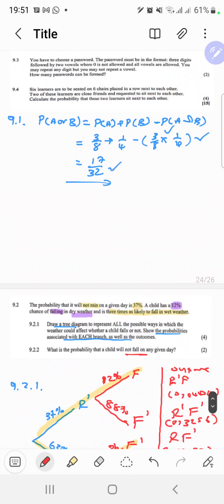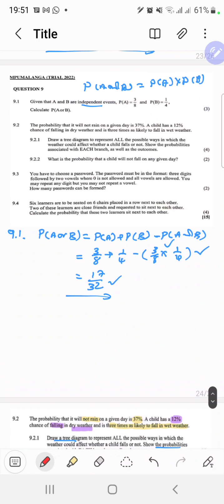Okay, guys, let's sort this one that I failed to sort out because I started getting too excited. I think I forgot this question. So let's insert 9.3 here. So 9.3 says you have to choose a password, okay?